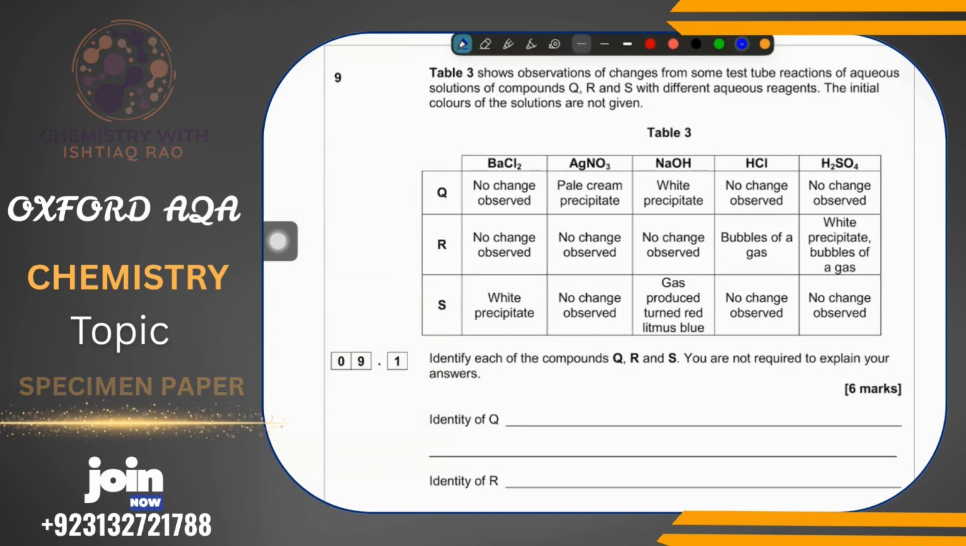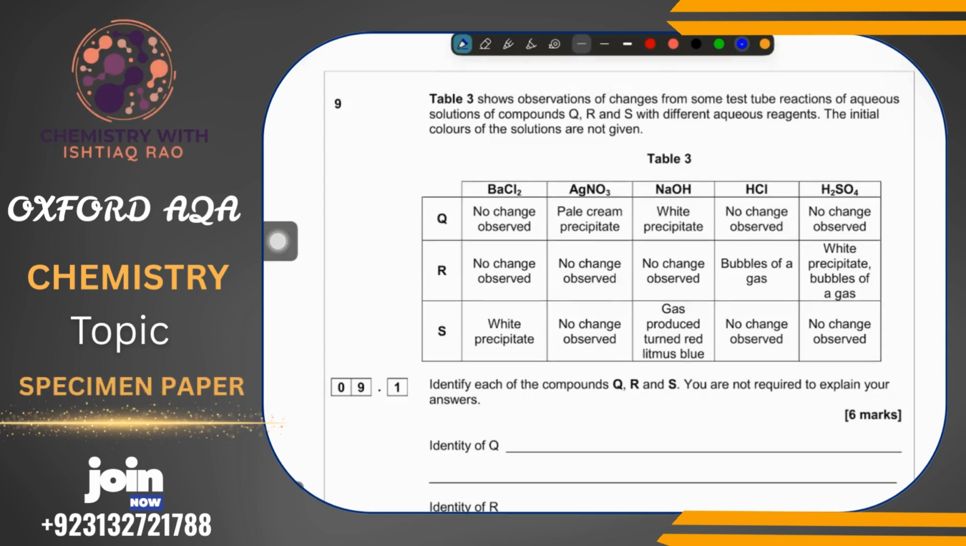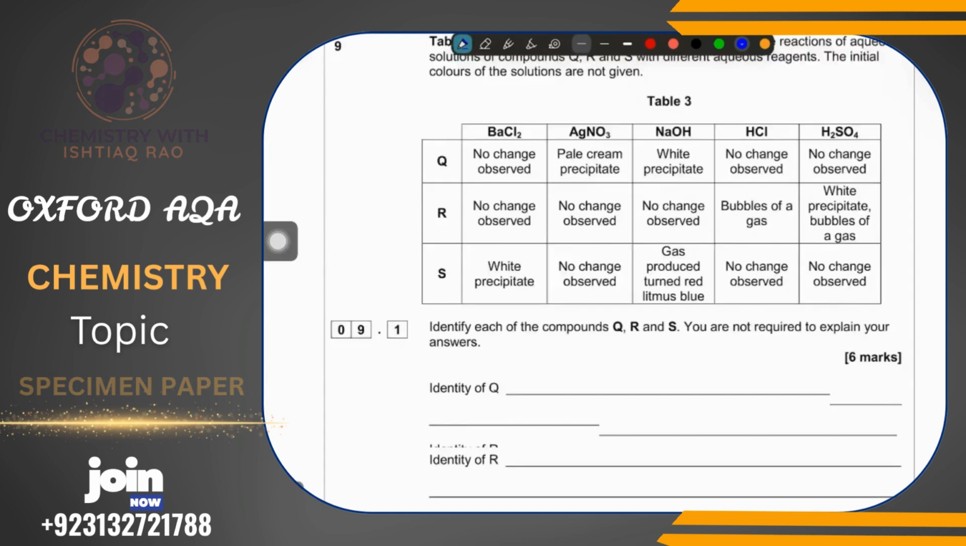Q, R, and S. I think S can be ammonia. S can be ammonia, I think. No white precipitate. Red litmus paper, yeah, exactly, because it's going to react with NaOH. It's a strong base. Yep, that may be ammonia. No change observed. And for the identity of S, you have to write down the compound.